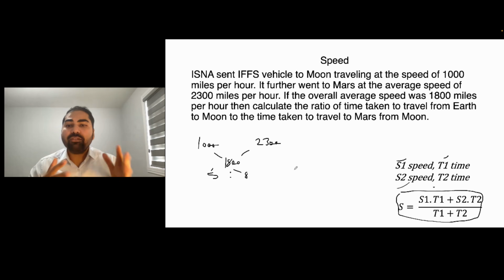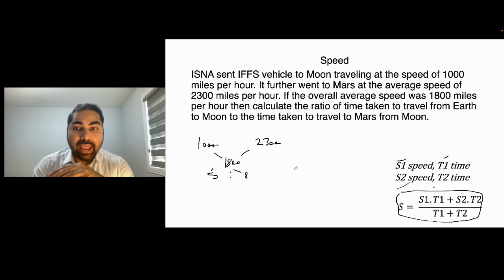So for every 8 hours at the speed of 23, you will be spending 5 hours at the other speed. So the ratio is 5:8, right? So you get my point. I'm hoping you're getting my point, that it applies to average speed, right? Pretty fun.